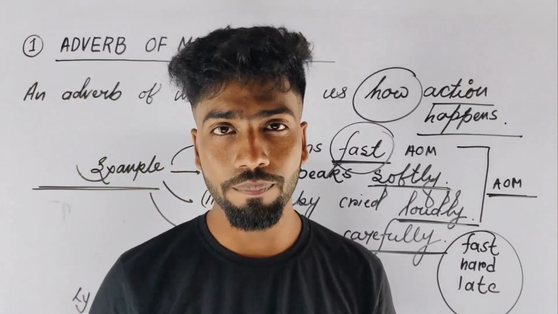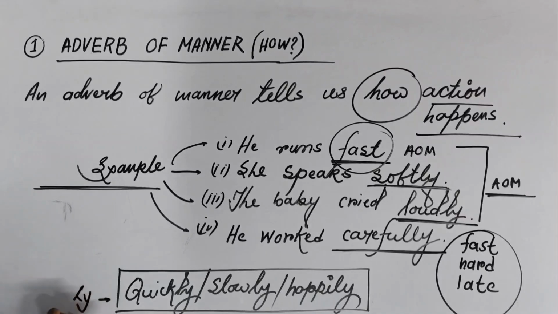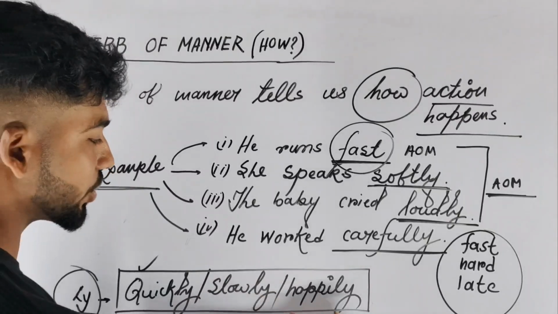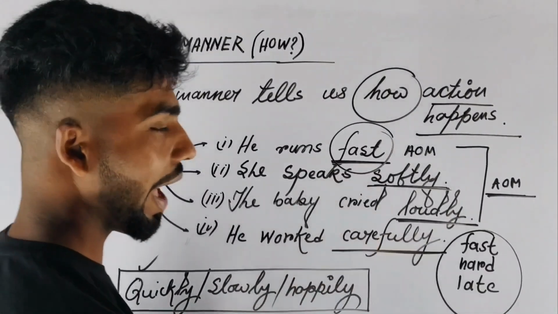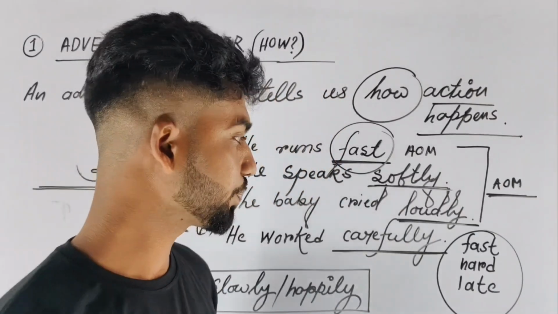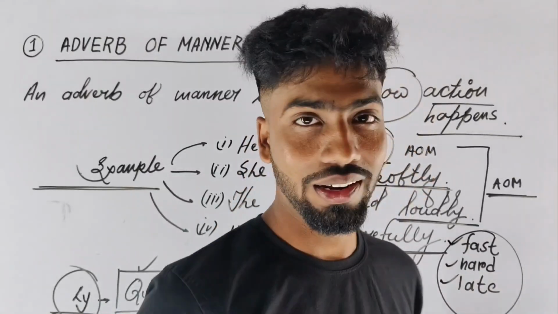Most common manner adverbs end with ly. For example, quickly. Next, slowly. Next, happily. Quickly, slowly, and happily. But remember this, not always. Like fast, hard, and late.